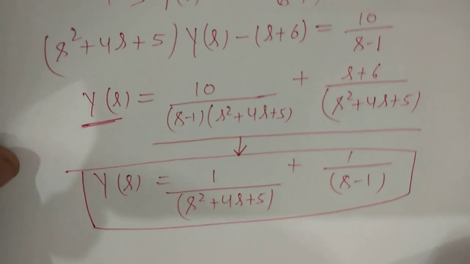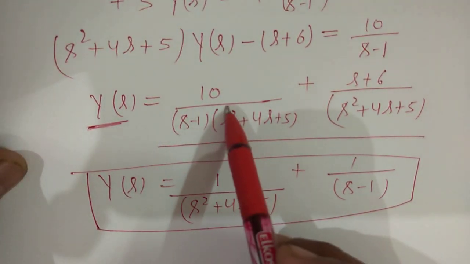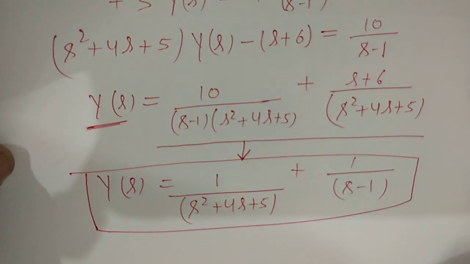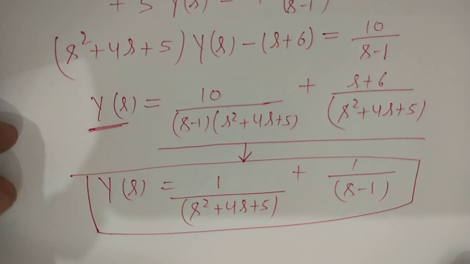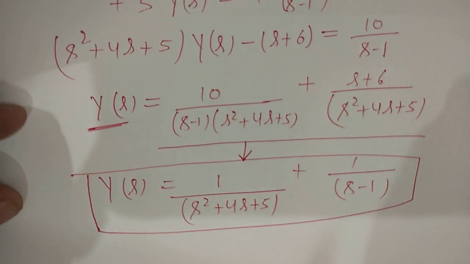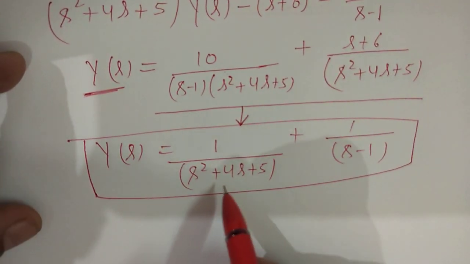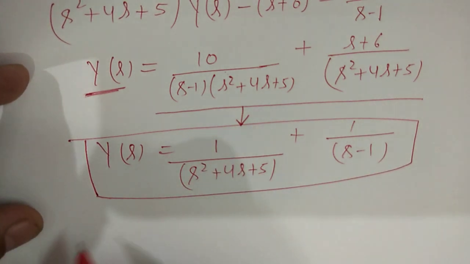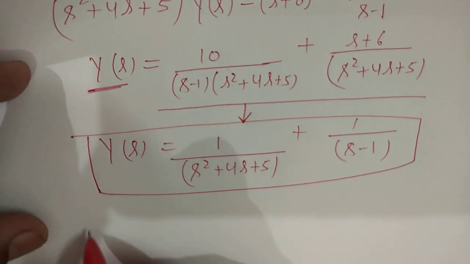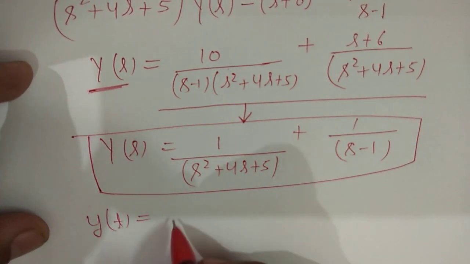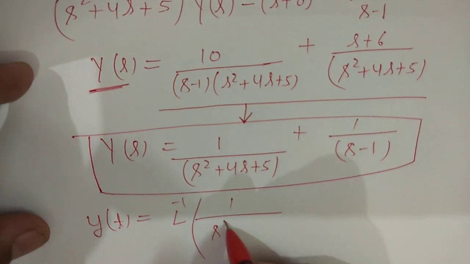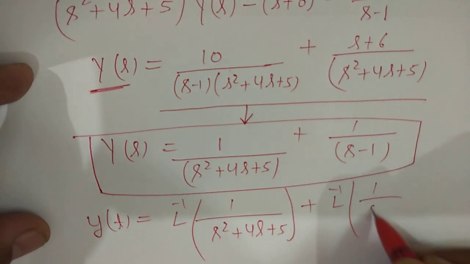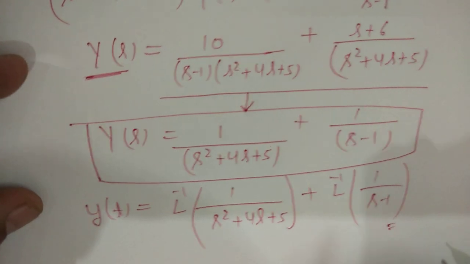So this is your Y(s). Actually we can club these two terms into one term and then use partial fractions. Please refer to my previous video, inverse Laplace transform using partial fractions. Now if you apply the inverse Laplace to 1 upon s minus 1, we get e to the power t. So applying the inverse Laplace on both sides, we get y(t) equals inverse Laplace of 1 upon s squared plus 4s plus 5 plus inverse Laplace of 1 upon s minus 1. This part is fine, we get e to the power t.